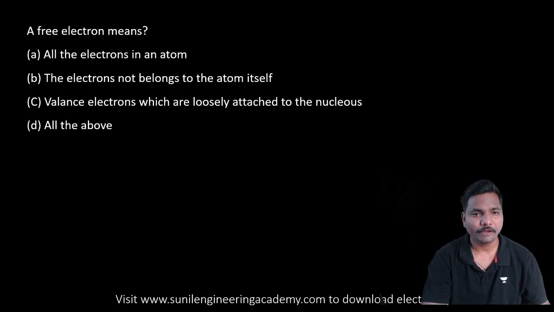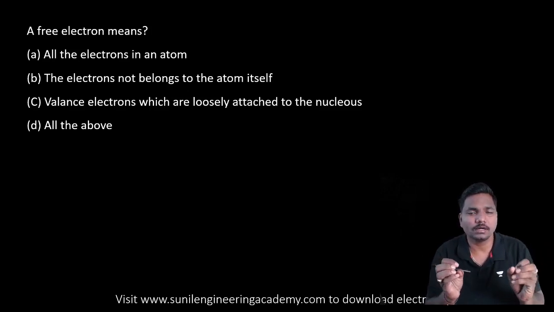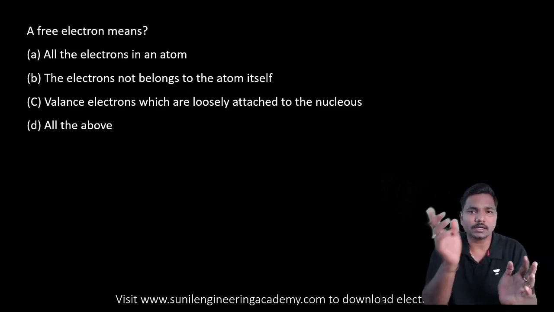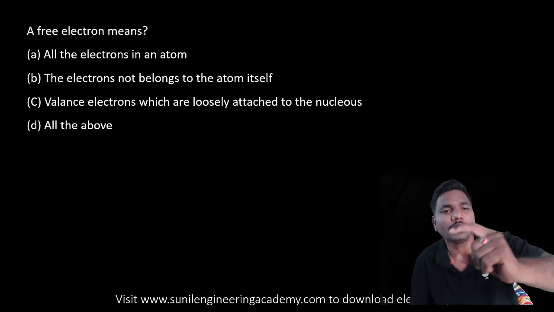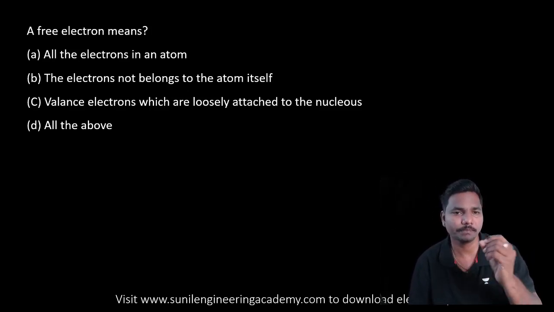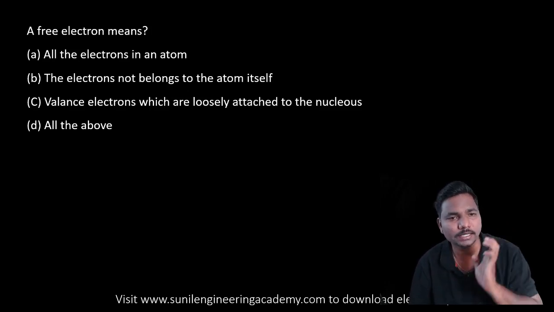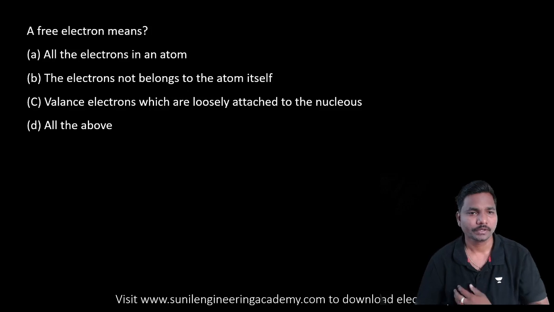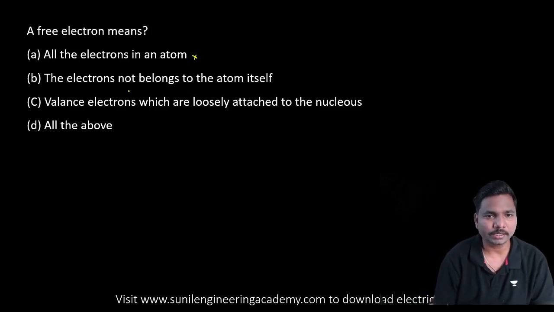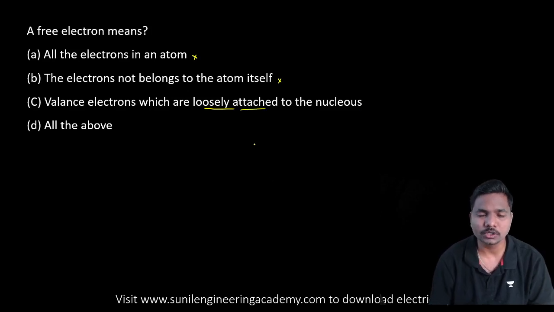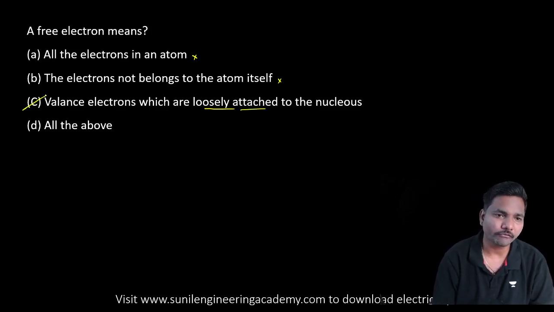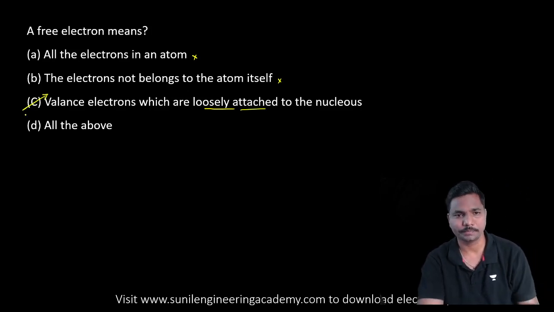Coming to the next question, a free electron means dash. What is a free electron? If you consider valence electrons, and any electron is not bonded with the other particles, then that electron is considered a free electron. All electrons in the atom, no. The electrons not belonging to the atom itself, no. Valence electrons which are loosely attached or not attached to the nucleus, that is nothing but a free electron. So the answer is option C.